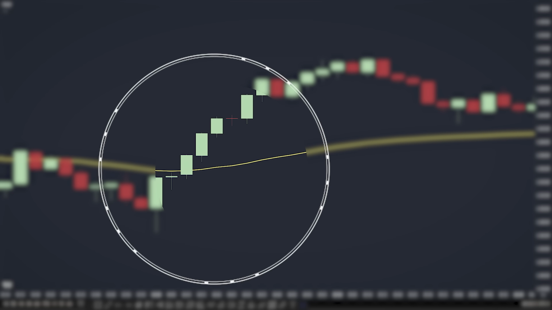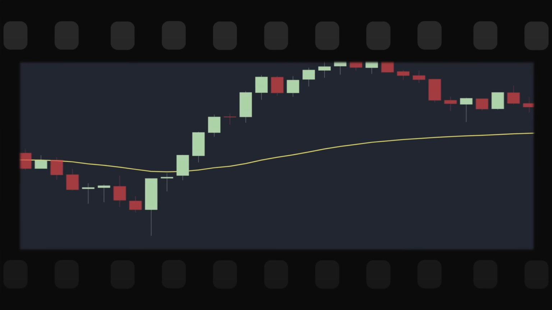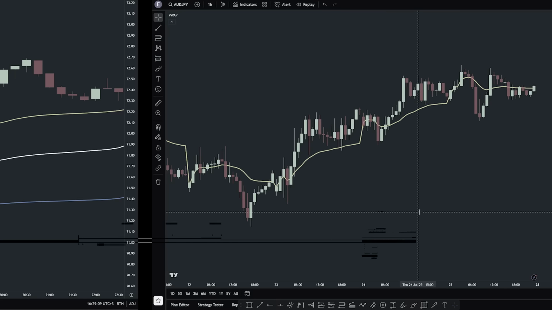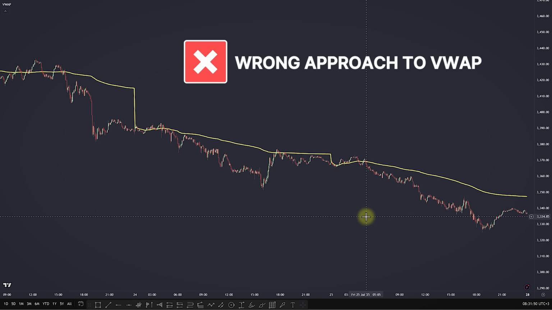If you want to trade with the same edge that bank traders use to move millions of dollars without losing money, I'm revealing the VWAP system that acts as their secret roadmap for every major market move. You've been looking at VWAP completely wrong this entire time.